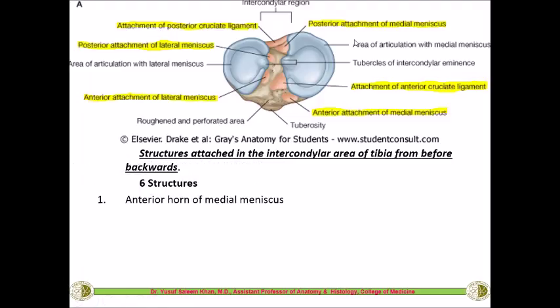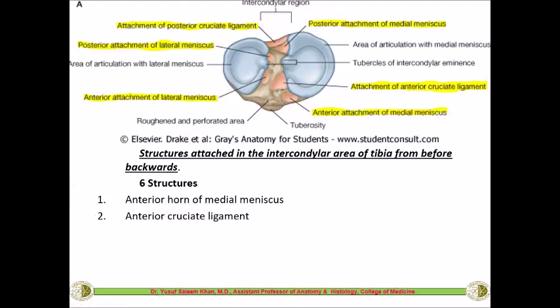The first structure is the anterior horn of the medial meniscus. If you can see here, this is the medial meniscus, and here you can see the anterior horn that will be attached to this part. So the first attachment will be the anterior horn of the medial meniscus.